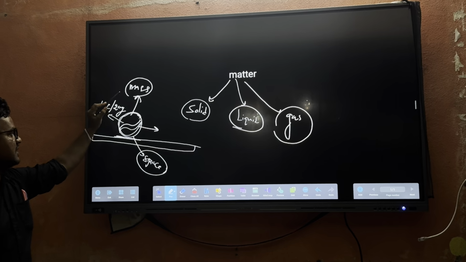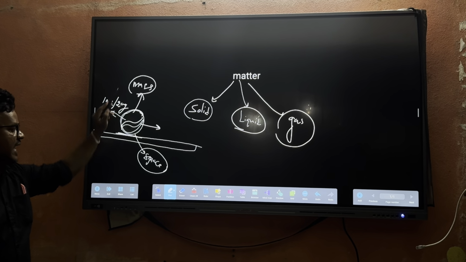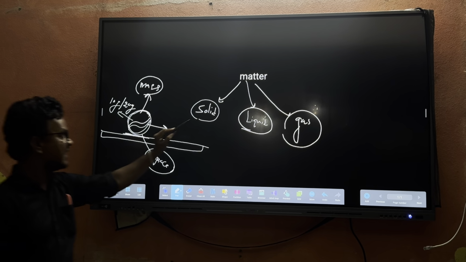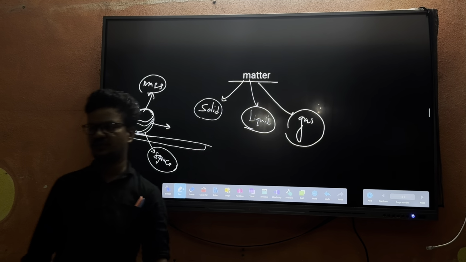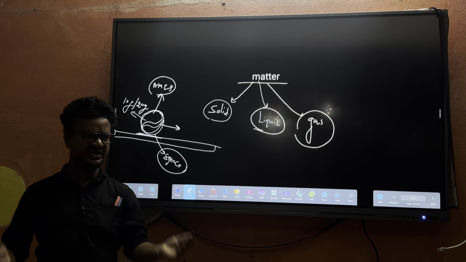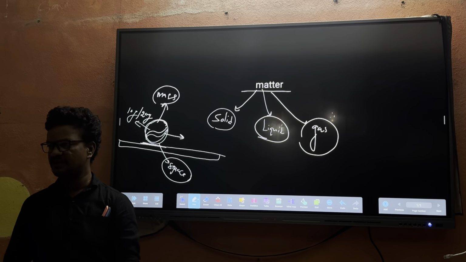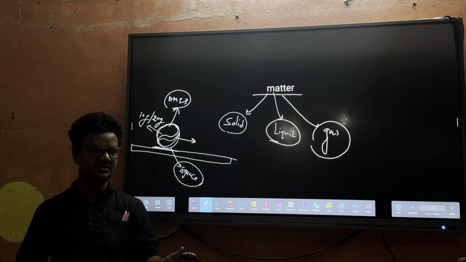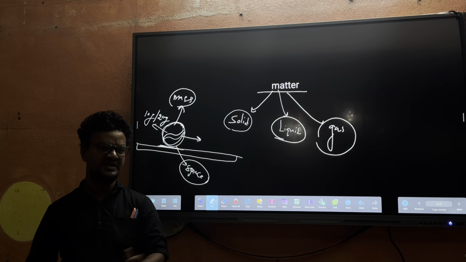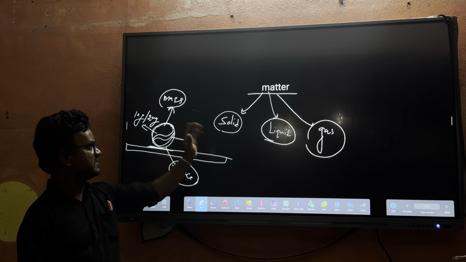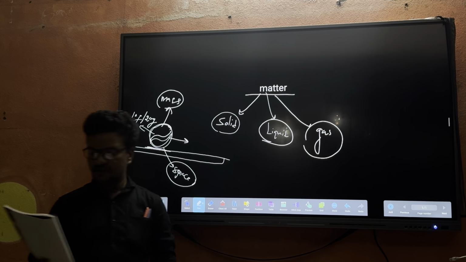Now overall, the object which has mass and occupies space is called matter, either solid state, liquid state, or gaseous state. The substance that has mass and occupies space, that is called matter. Let us hear the properties of matter.